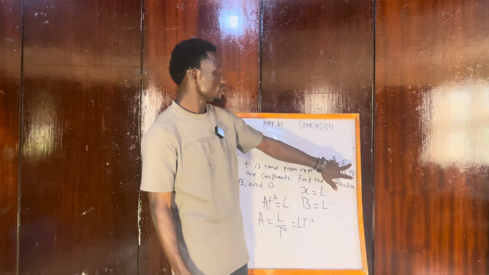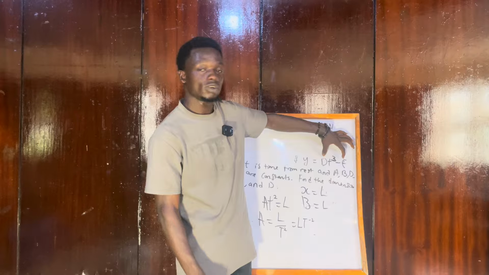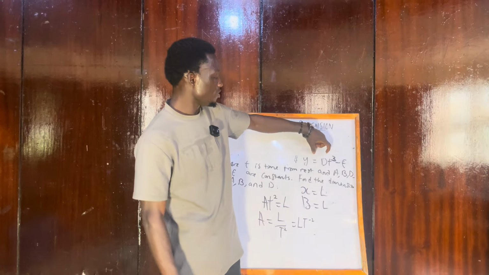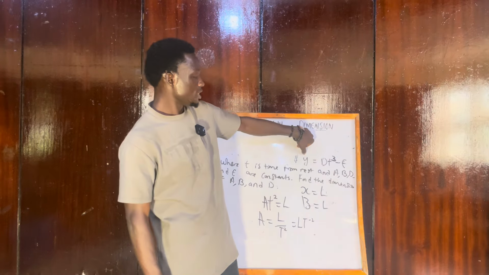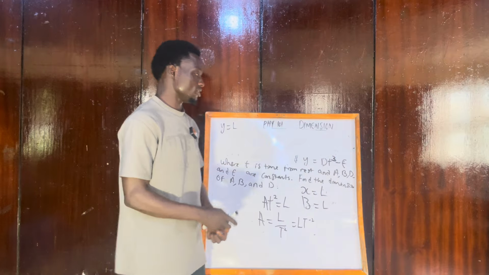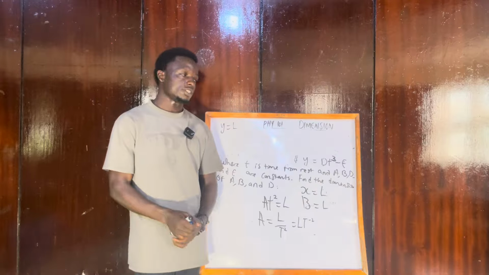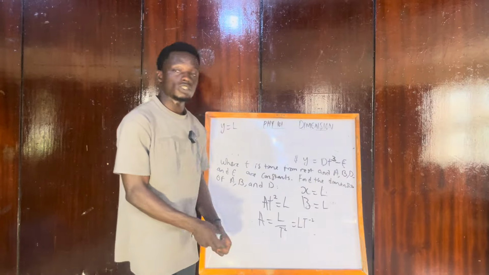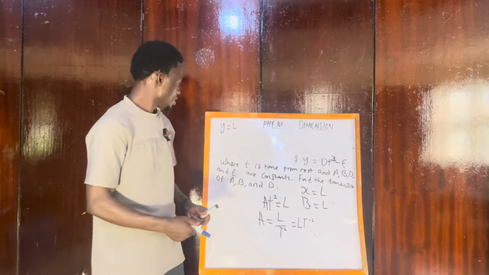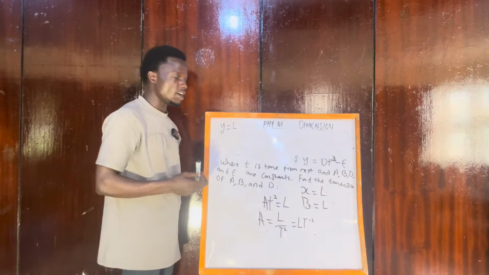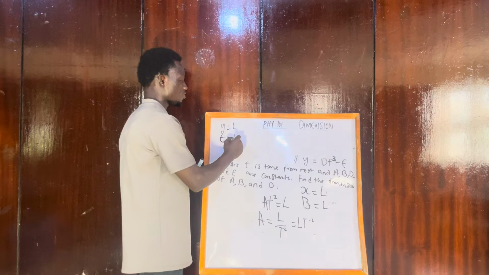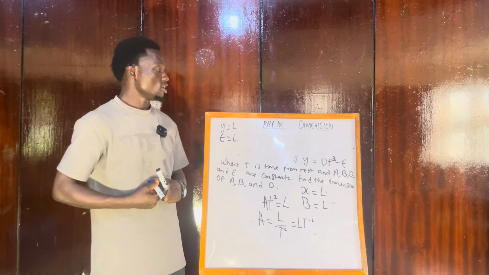So for you to subtract two things from each other, that means they have the same dimension. And for them to be equal to another quantity, that quantity also has the same dimension as them. And since our y is displacement, that means E also carries the dimension of y. So if our y has a dimension of L, our E will also have a dimension of L. Are we together?